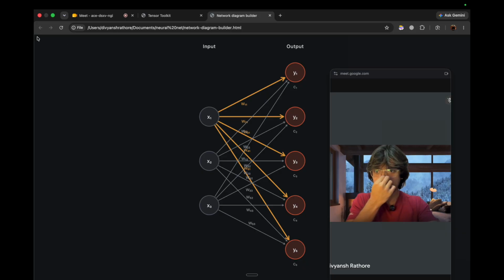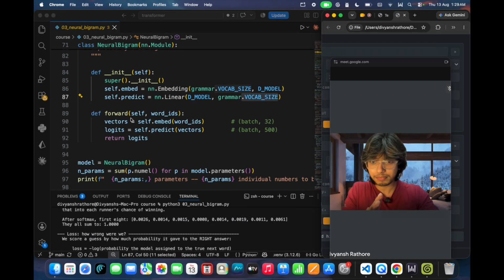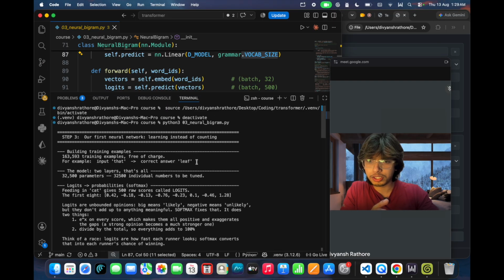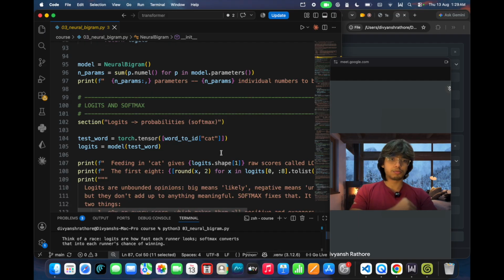That's the whole idea. I hope you're getting it. I've also printed it, and I think my calculations are correct. You can see right here, overall parameters are 32,500. Okay, so now let's move on.